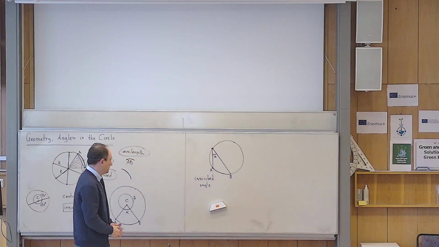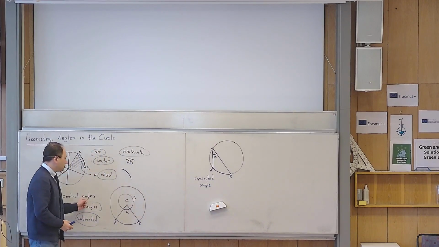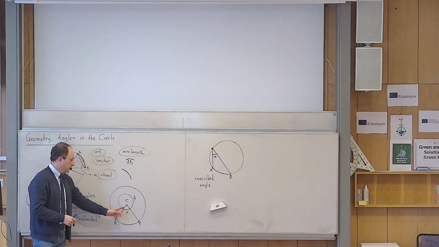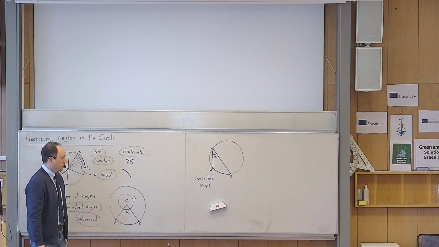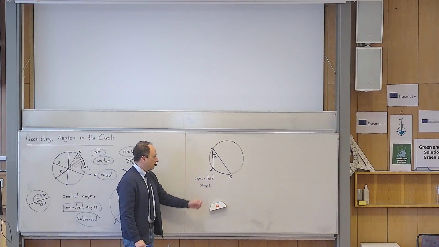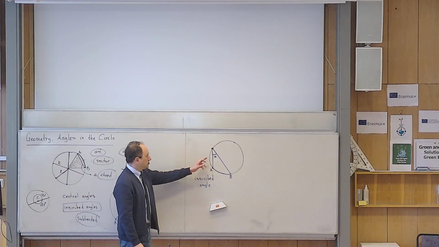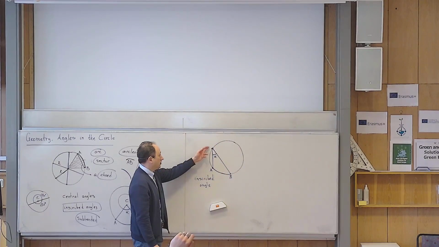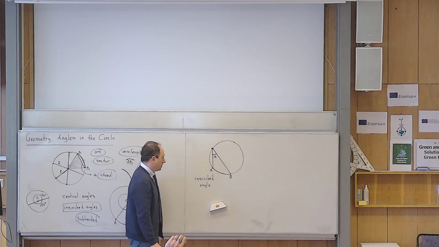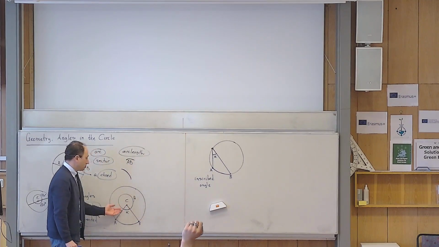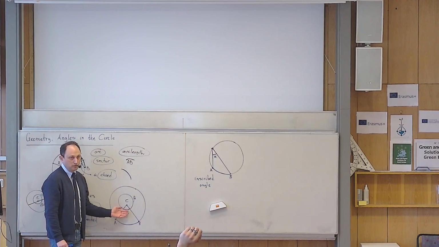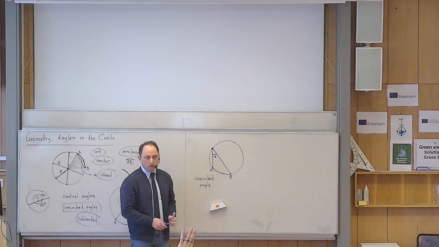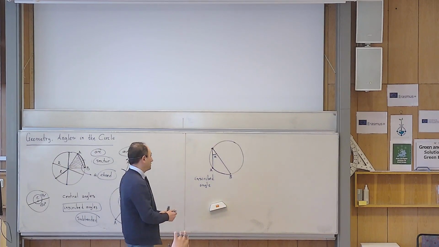So the difference, if you want to repeat: in a central angle, the vertex is always the center, and the arms are radii. But when we talk about an inscribed angle, the vertex should be somewhere on the circle, and the arms are chords. Here, if I ask you how many central angles you can imagine, infinitely many. How many inscribed angles can you imagine? Infinitely many.